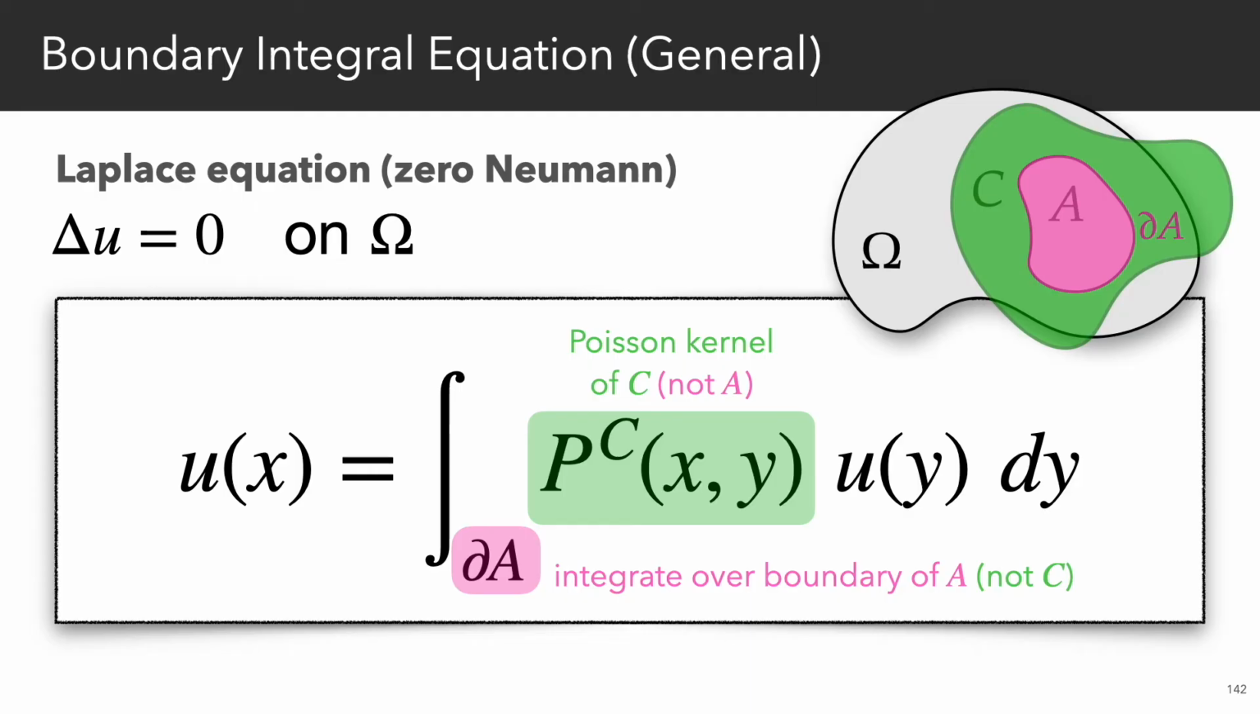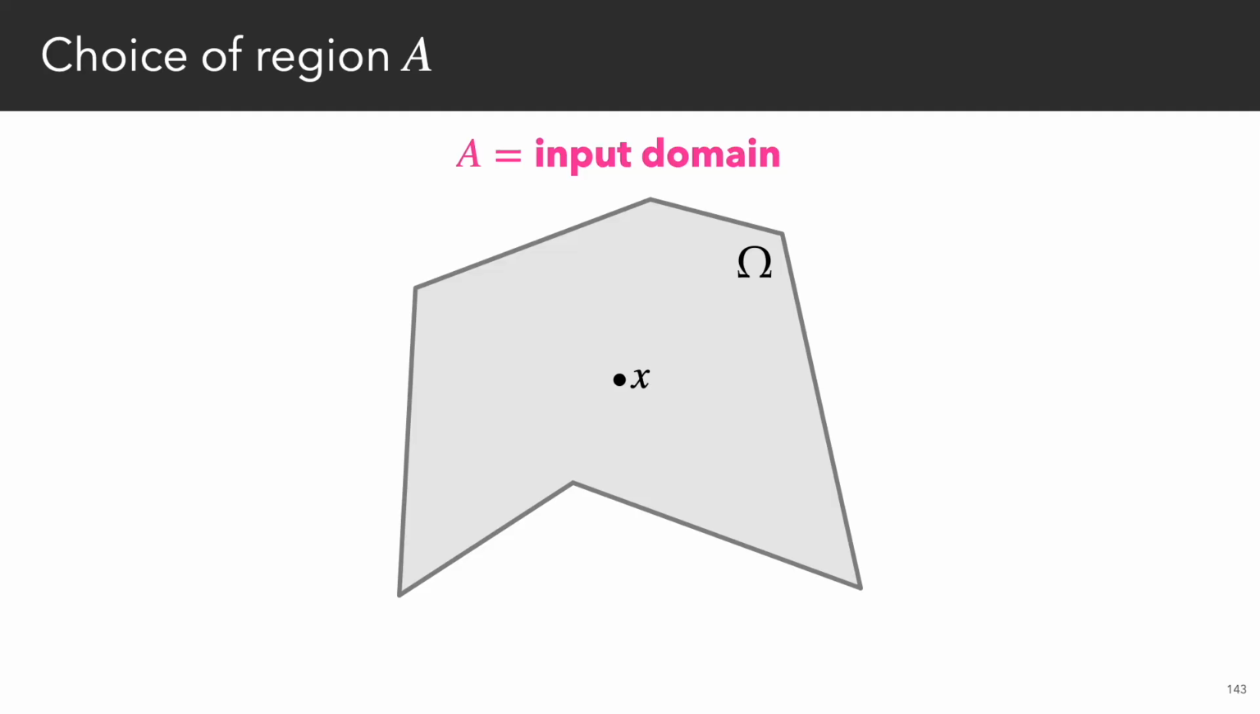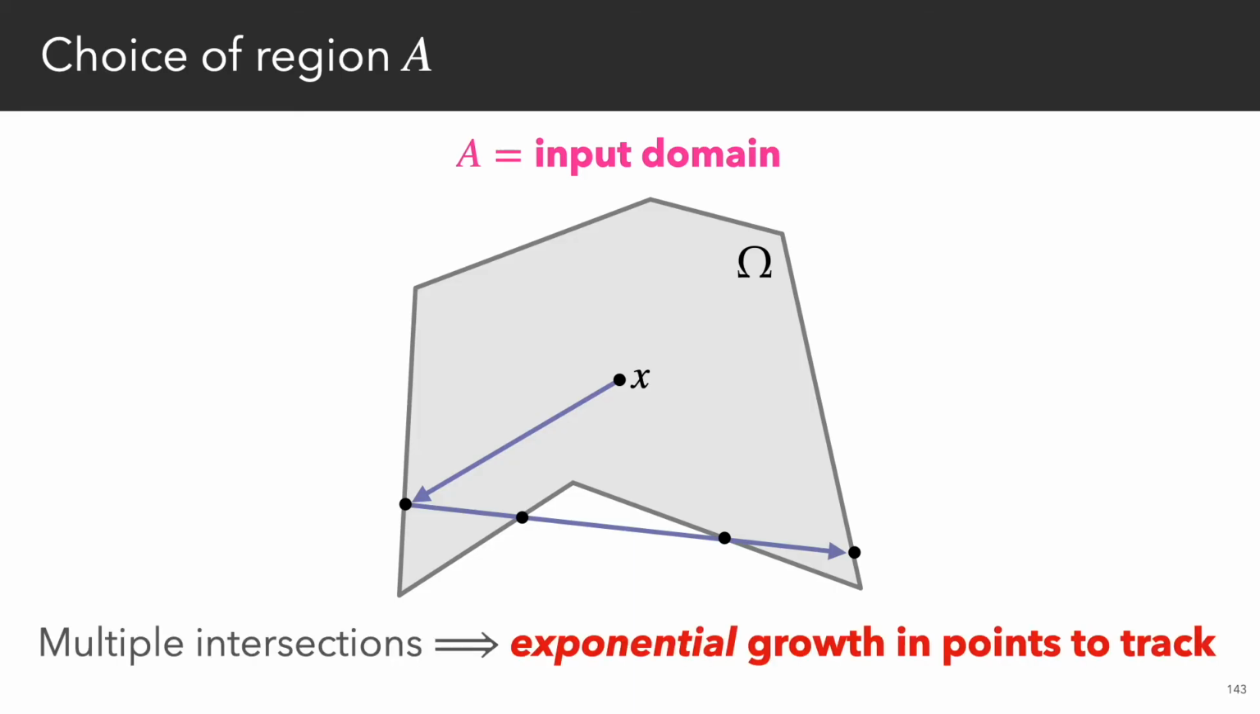Okay, so the next question we need to answer is how do we choose a subdomain A for our boundary integral equation? If we choose A to be the entire domain, then we actually have a problem. We'll have to recursively evaluate the solution at every intersection along the ray because the BIE does not have a visibility term. And this is not something that we want to do because then we'll have exponential growth in the number of points that we need to track with each level of the recursion.